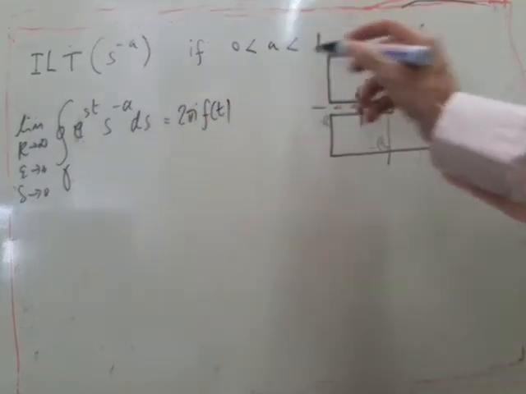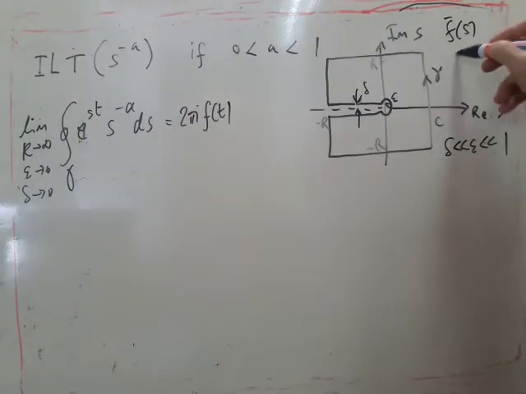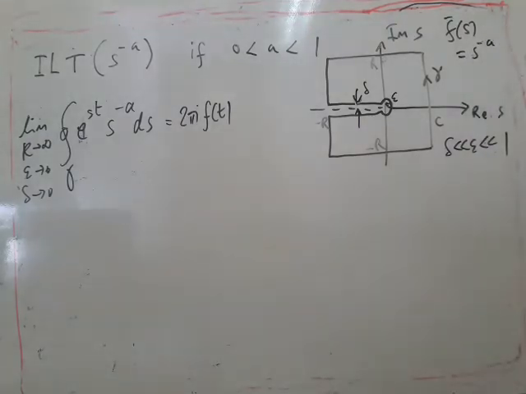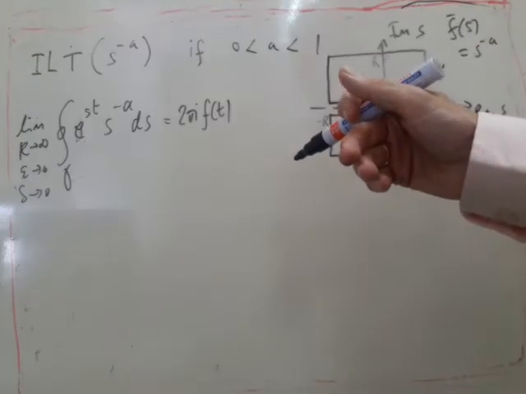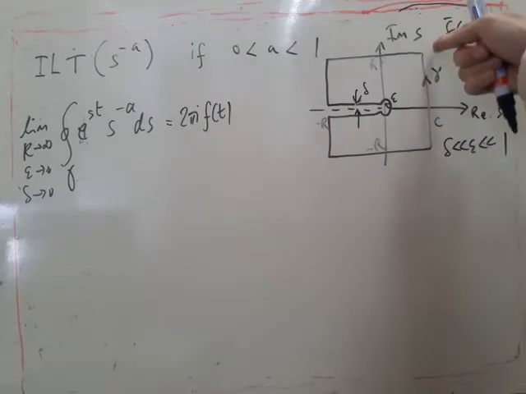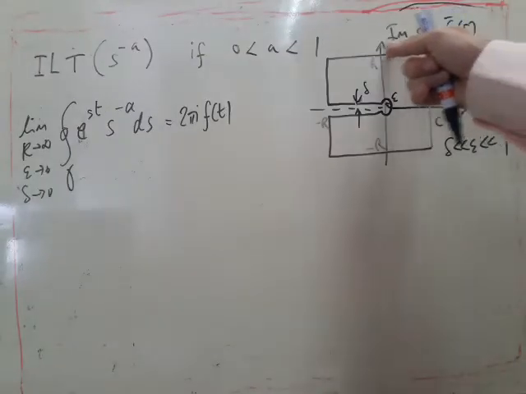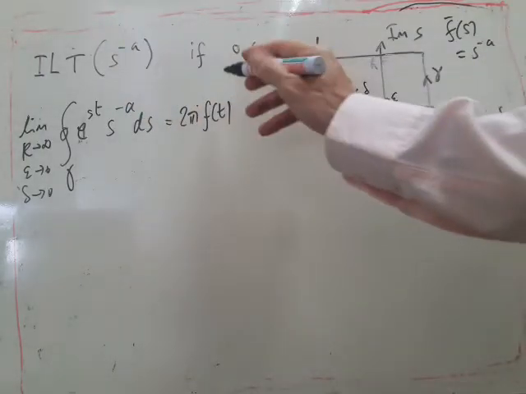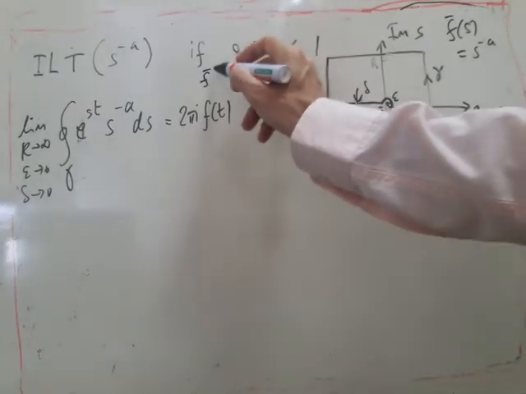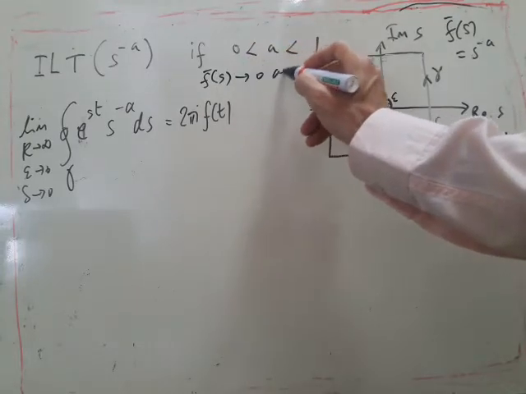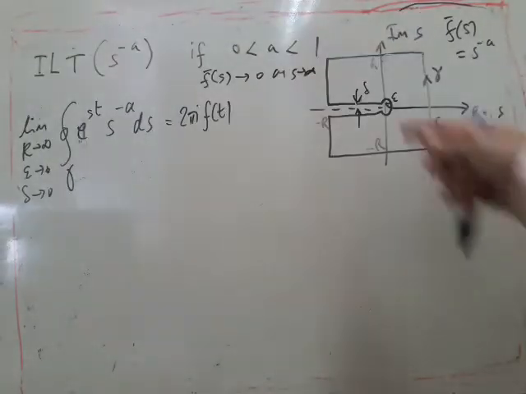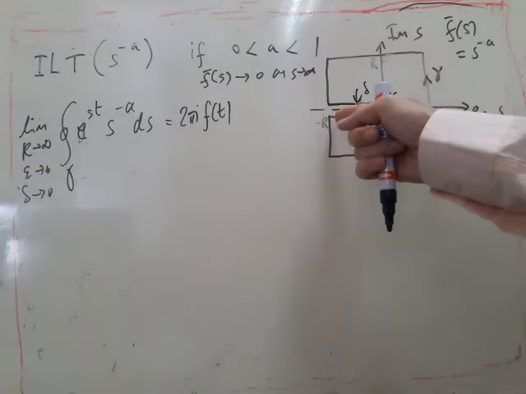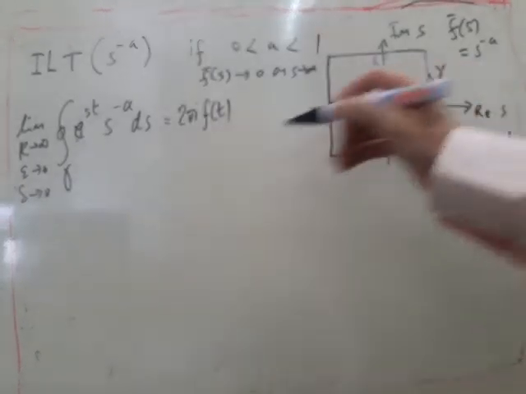So let's just write f bar of s as the Laplace transform of the thing we want. Right, so that's this integral up here. We can say that this integral, this integral, this integral, this integral all go to 0 just because f bar of s goes to 0 as s goes to infinity. So that just leaves us with the integral along here, the integral along here, and the integral around here.